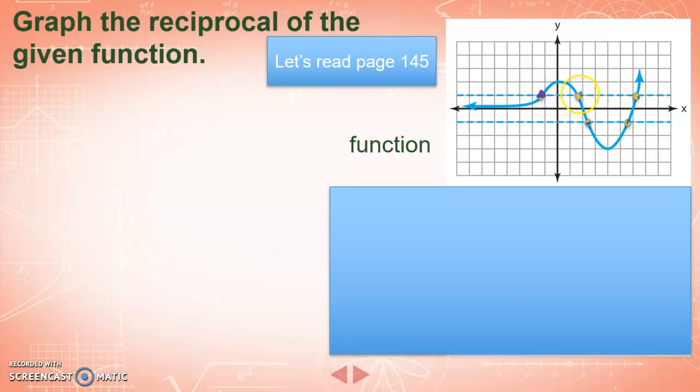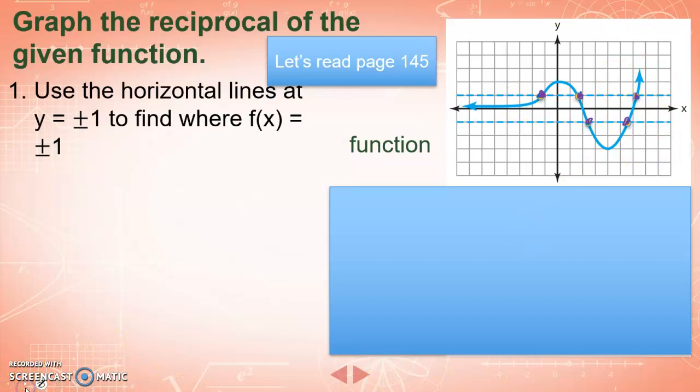We know this point, and this point, and this point, and this point will all be on the graph that we create of our reciprocal function. So we're going to go ahead and graph our reciprocal right on top of our regular function. Just a reminder, we're using these horizontal guidelines. They're not asymptotes. They're not going to be part of the graph, but we use these guidelines to help us find that y equals plus or minus 1, because we know the reciprocals will also be on the graph. So we've got 5 points already on our graph.